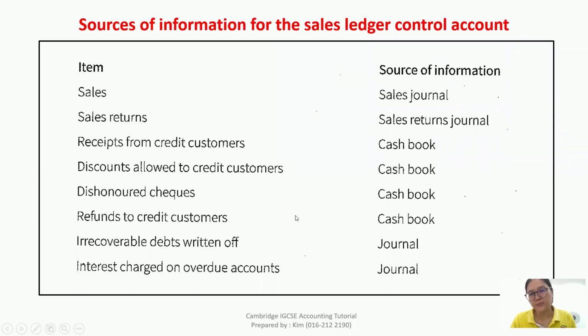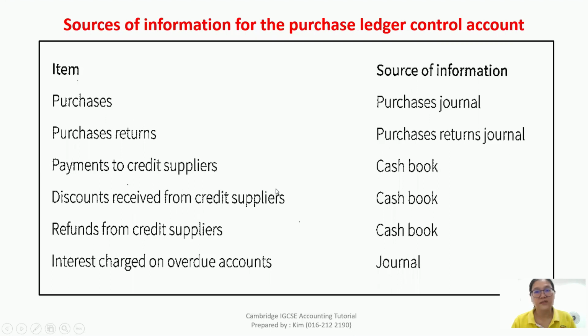Okay, this is an example of where we can gather the documents. For example, sales information comes from the sales journal, and sales returns from the sales return journal. These are all totals. Receipts from credit customers, cash book. Discount allowed to credit customers, cash book. Dishonored check, cash book. Refund to the credit customer, cash book. Irrecoverable debt written off and interest charged on the overdue account are in the general journal.